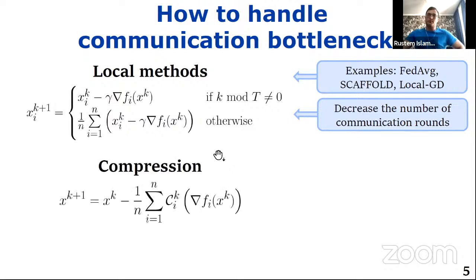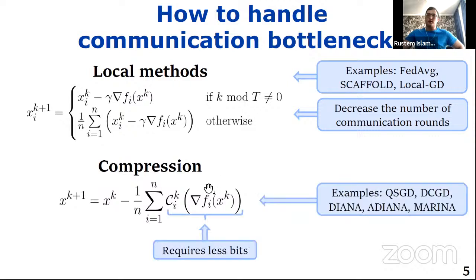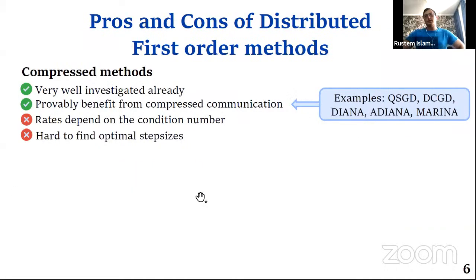The next approach is compression. Here the idea is that we use some approximation of the true local gradient, which requires fewer bits to be broadcasted from the client to the server. So this is another approach. And in our paper, we base our work on the second, on compression. Okay, so let me now give some brief motivation for our work.